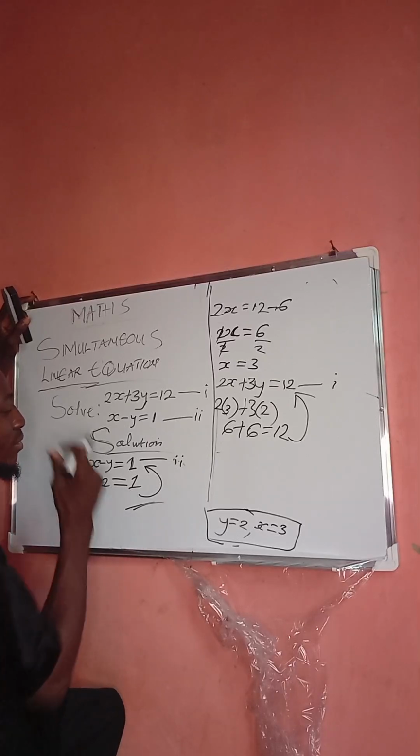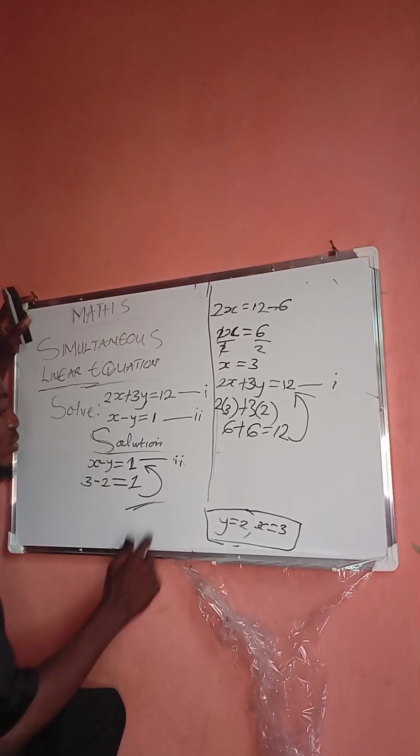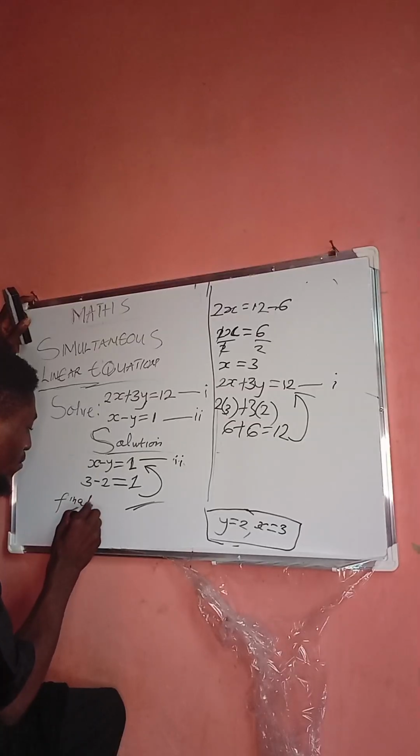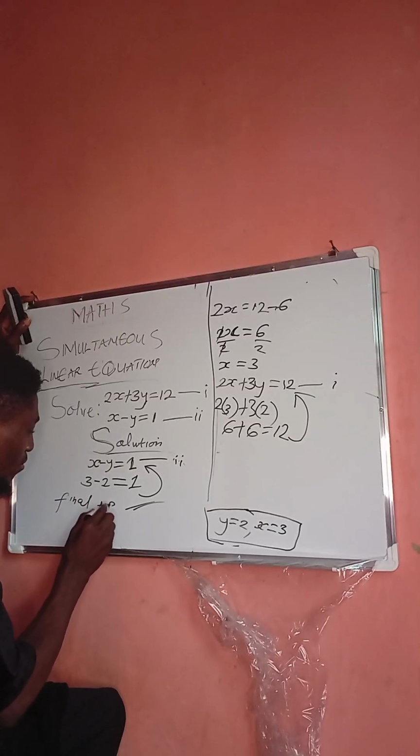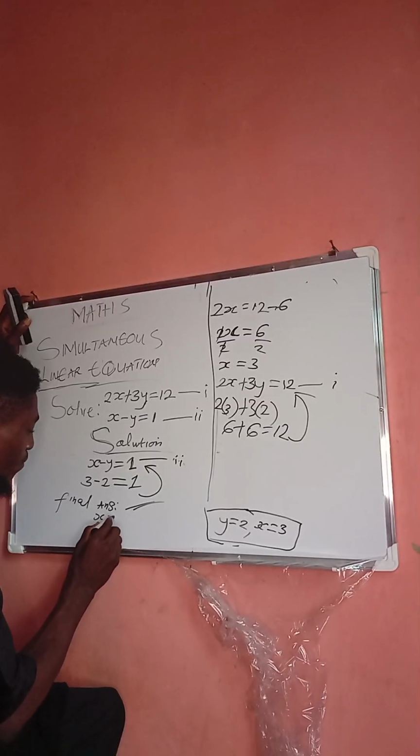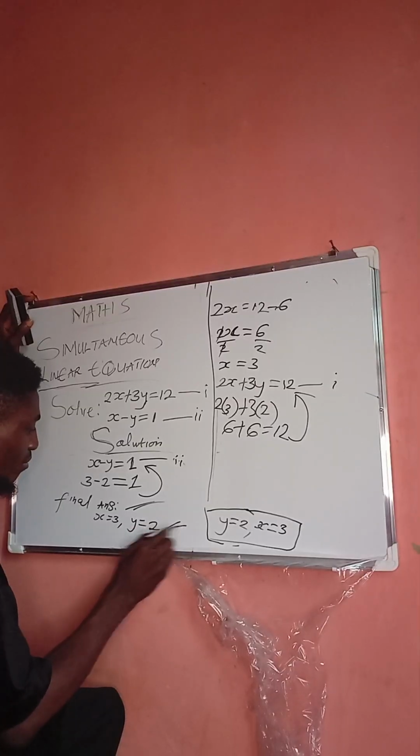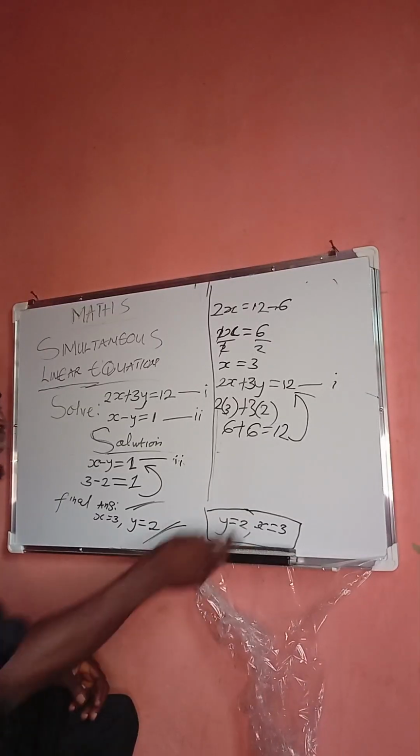So you can say that is very correct. So the final answer is x is equals to 3, y is equals to 2. So is it hard?